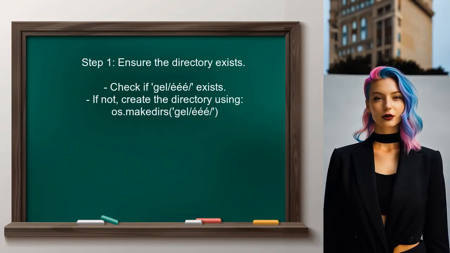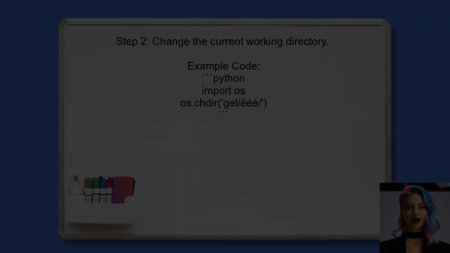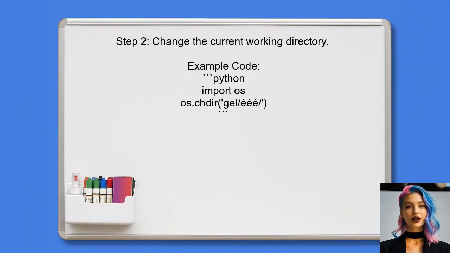To address the issue with saving images in a file path that contains special characters, the user should first ensure that the directory exists. If it does not, they need to create it before attempting to save the image. Next, the user should modify their code to change the current working directory to the target directory. This allows the program to save the image directly in the desired location without issues related to special characters.